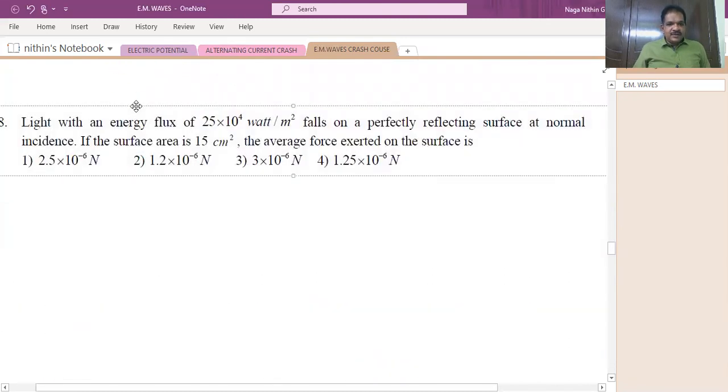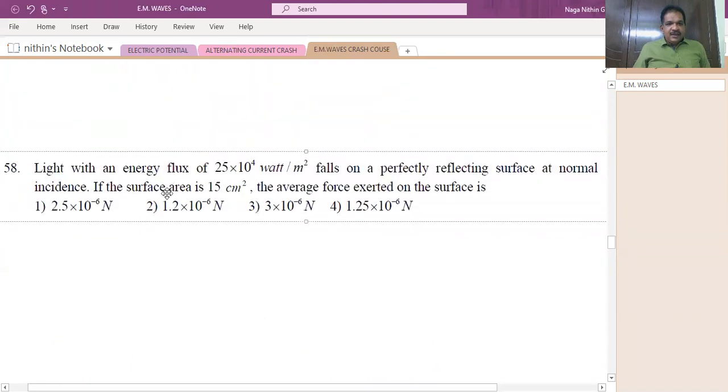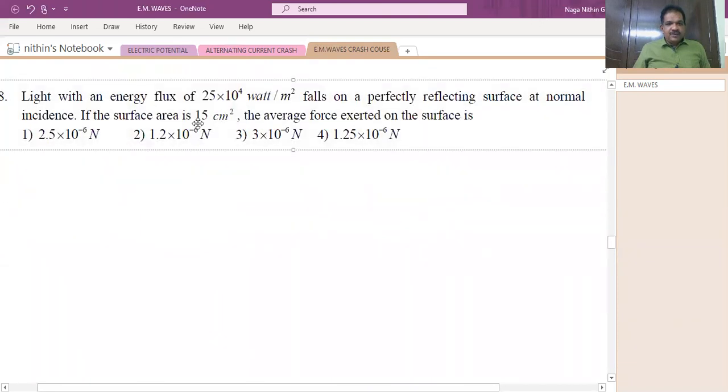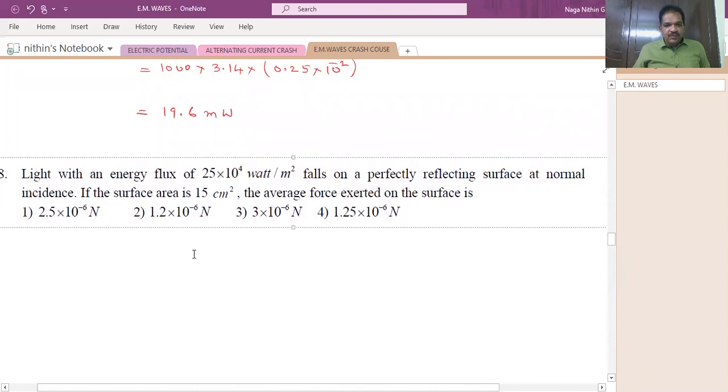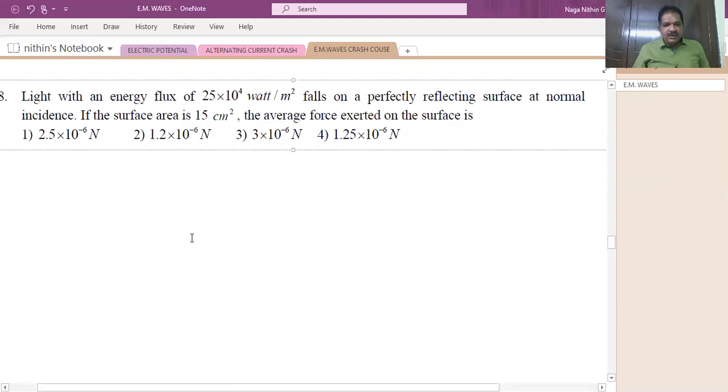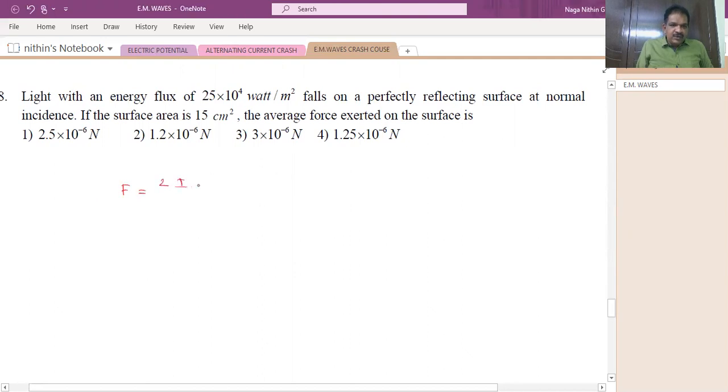See the next question. Light with an energy flux of 25 into 10 power 4 watt per meter square falls on a perfectly reflecting surface at normal incidence. Surface area is 15 centimeters square. Average force exerted on the surface will be how much? Here, from momentum, we can calculate the force. This value will be 2IA by C.